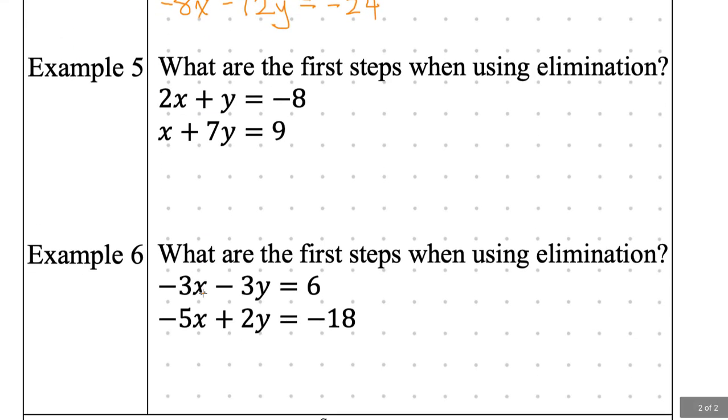All right, let's try it again. Example 5. What are the first few steps? Obviously, they can't just add or subtract because none of these match up. So somehow match up an x or match up a y. What are the first two steps?